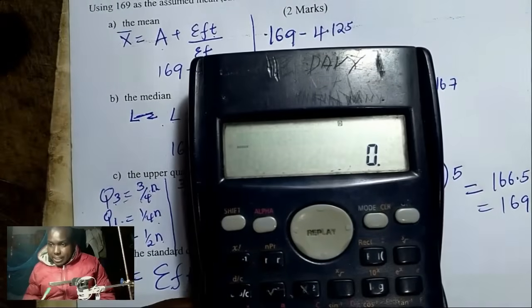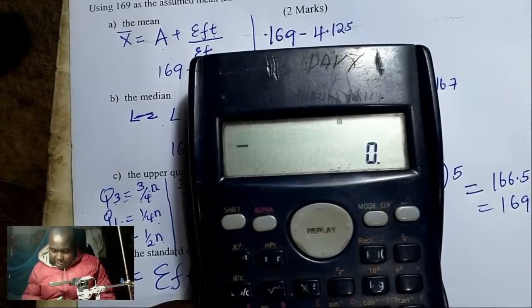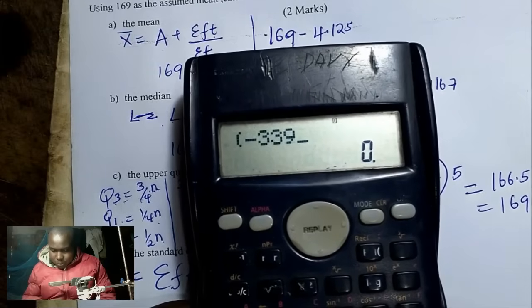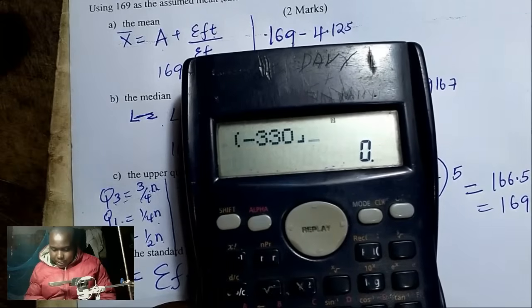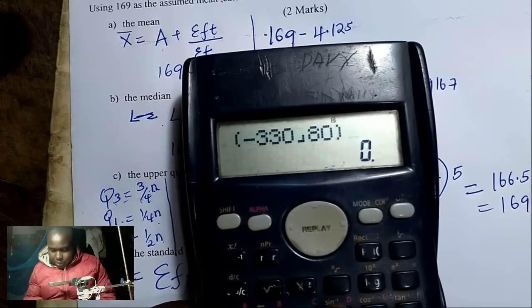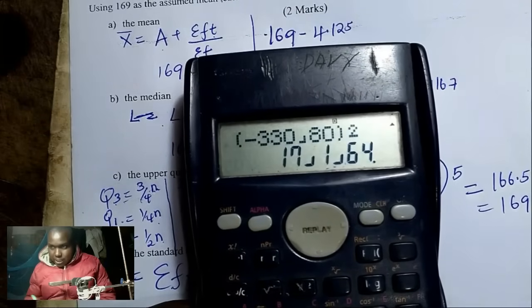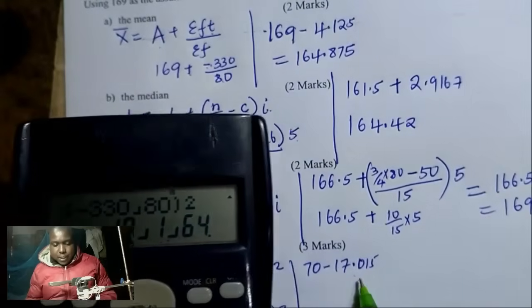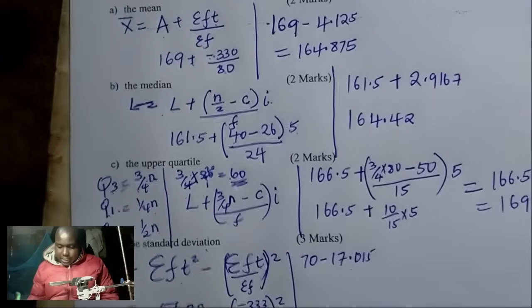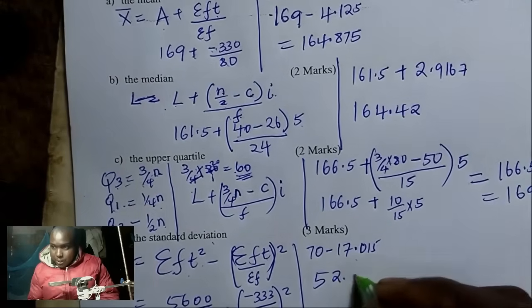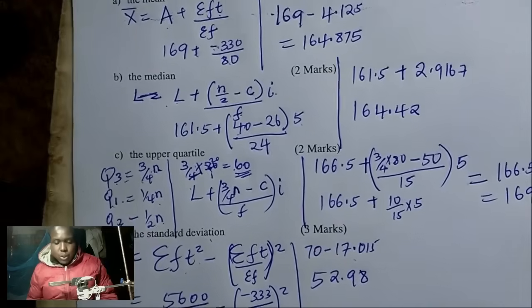So you simply need to press your calculator. You see this one is negative. You just put it like this. Negative. You open the bracket. Negative 330 over 80. You close the bracket. Then square. You get 17 point this. That's why we have decimals here. So just put it like that. And this one is going to be 52.98. So the variance is 52 point that.